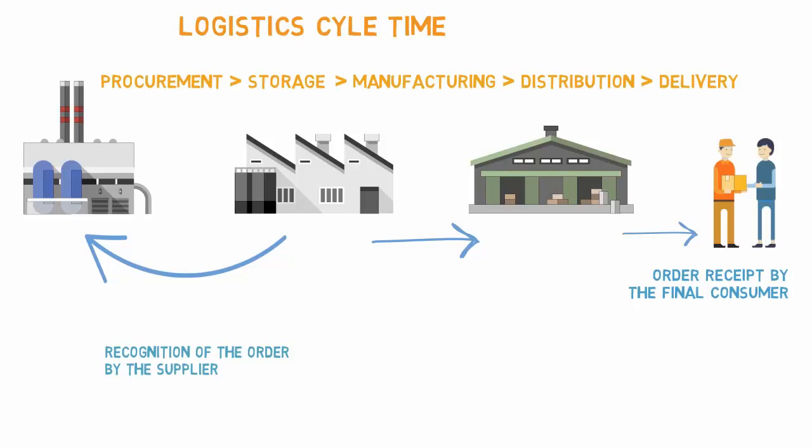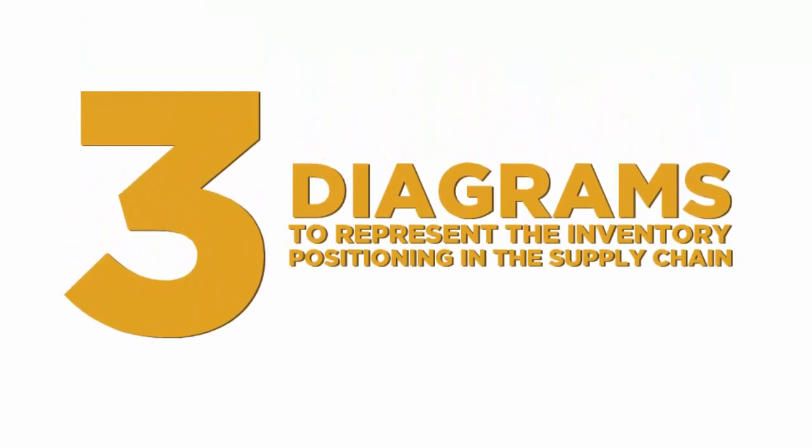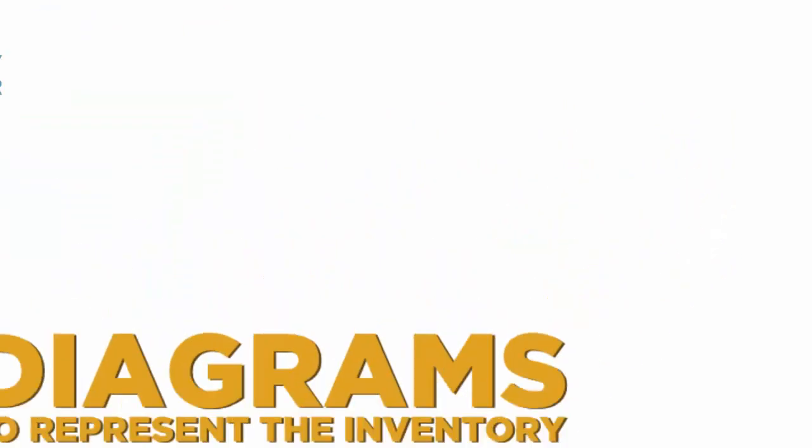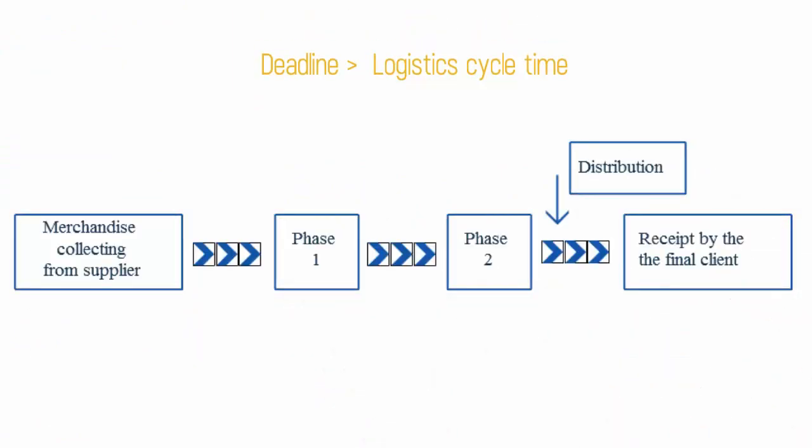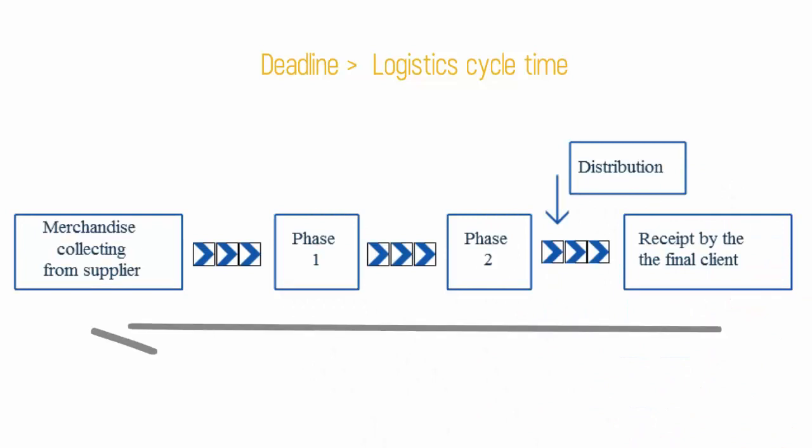Through the comparison between the logistics cycle time and the lead time proposed to the client, we may have three diagrams to represent the inventory positioning in the supply chain. The first diagram is where the deadline is superior to the logistics cycle time. In this case, there is no need for storage, for all flows are pulled by orders. This is where a company proceeds on demand. This diagram applies in the aeronautics industry, public works, and shipyards.